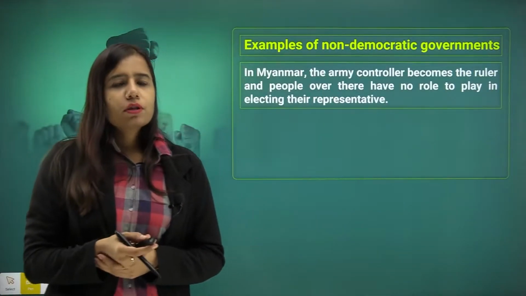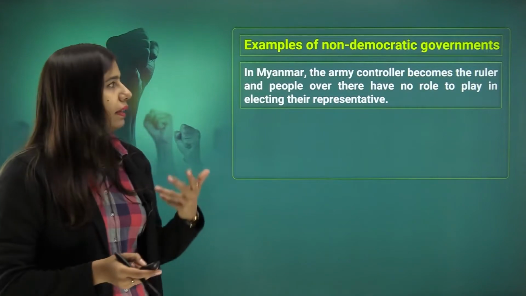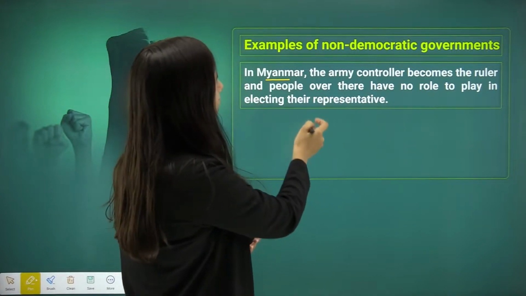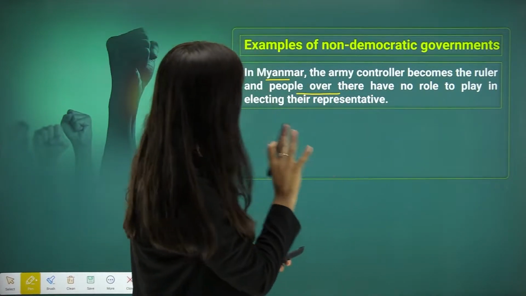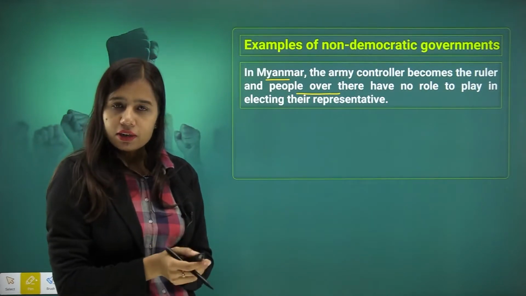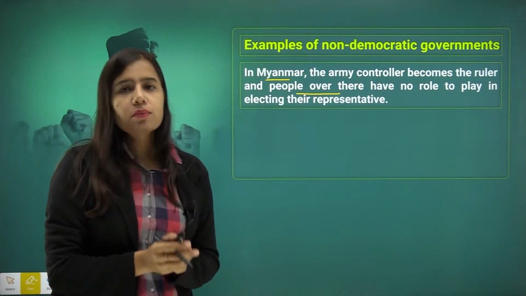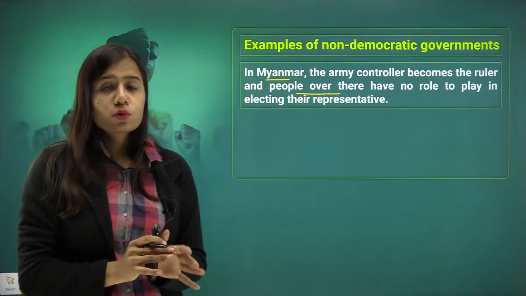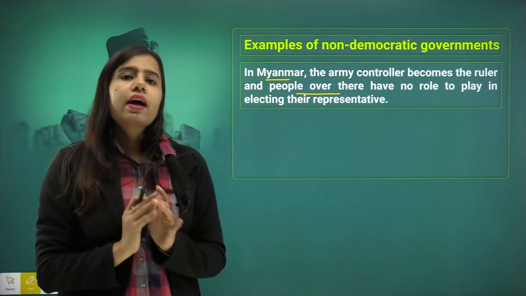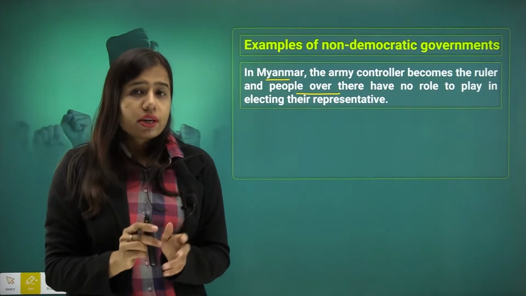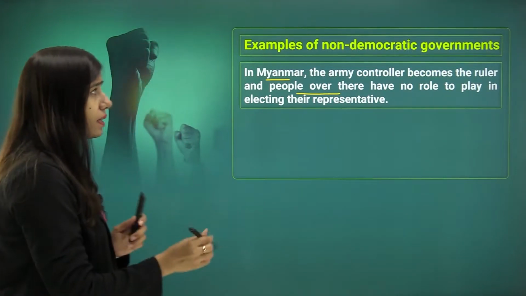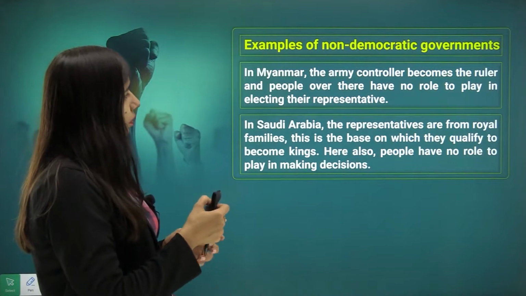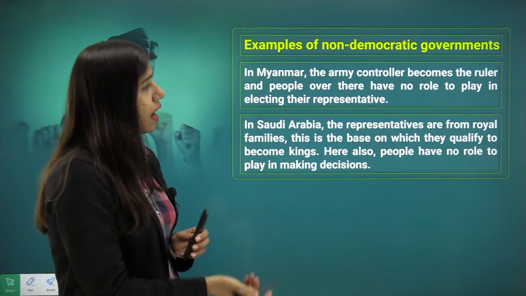So let us take examples of some non-democratic governments. Again, we will be discussing Myanmar. In Myanmar, the army controller becomes the ruler and people over there have no role to play in electing their representative. As I told you, recently in Myanmar, the army rulers have captured the country and they have put the leader Aung San Suu Kyi behind bars, right? Now they are ruling the country, which is not acceptable, and I can say it is an example of a non-democratic government. In Saudi Arabia, the representatives are from royal families.